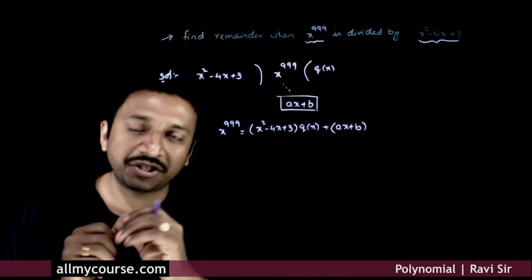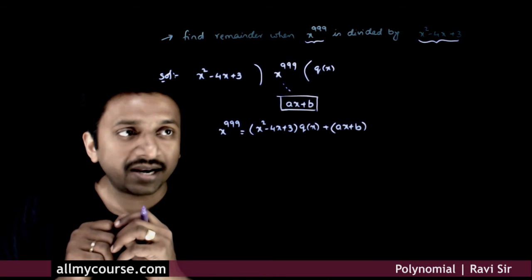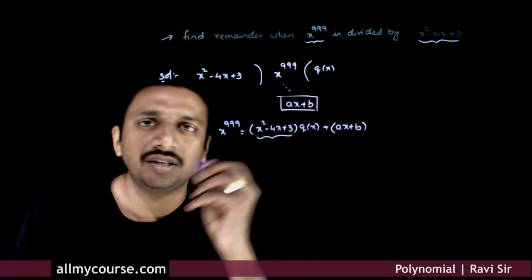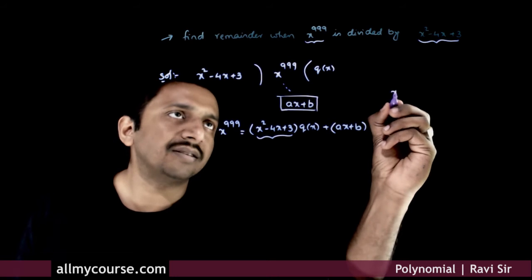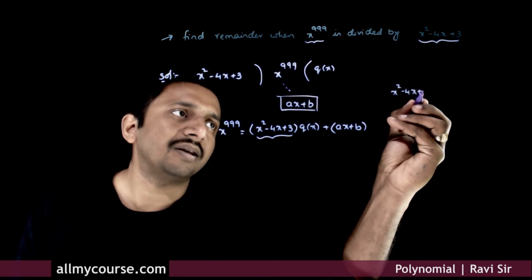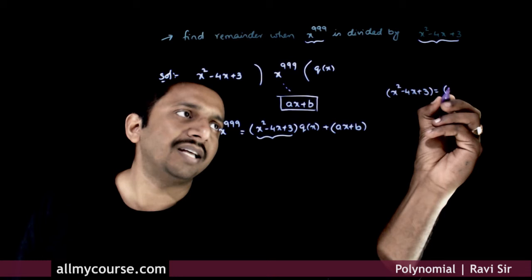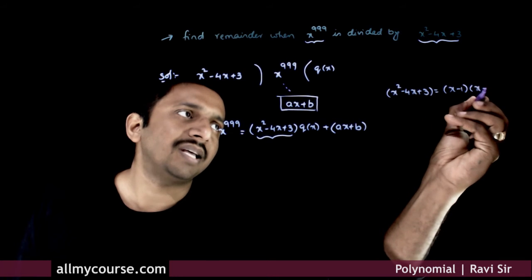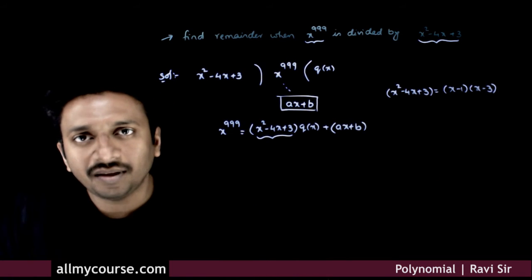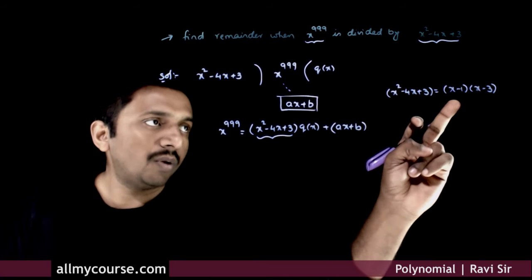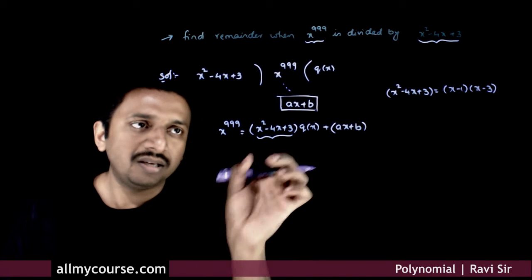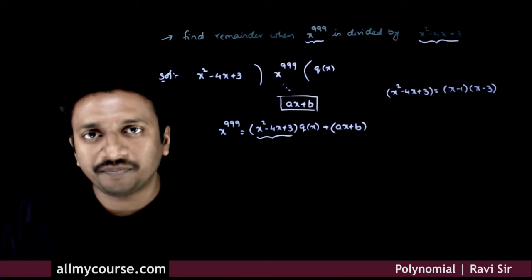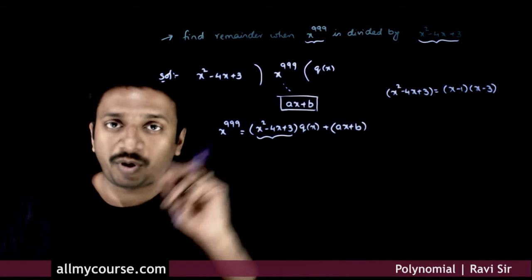So we take some special numbers. The numbers are nothing but the roots of the factors of this polynomial. We know that x square minus 4x plus 3 can be factorized as x minus 1 times x minus 3. That means at x is equal to 1 and x is equal to 3, this expression becomes 0. So let us use that property.